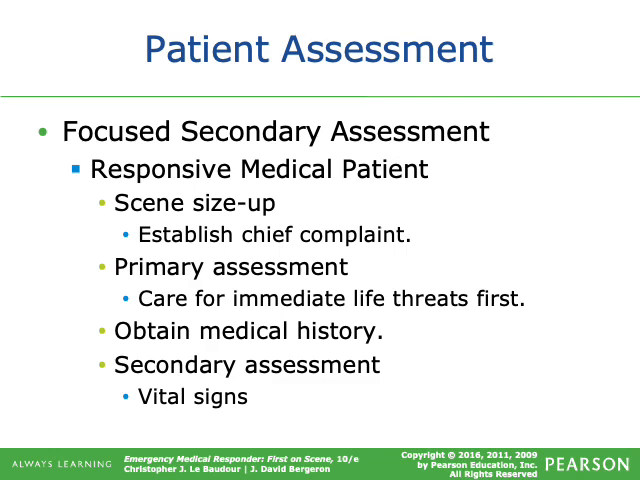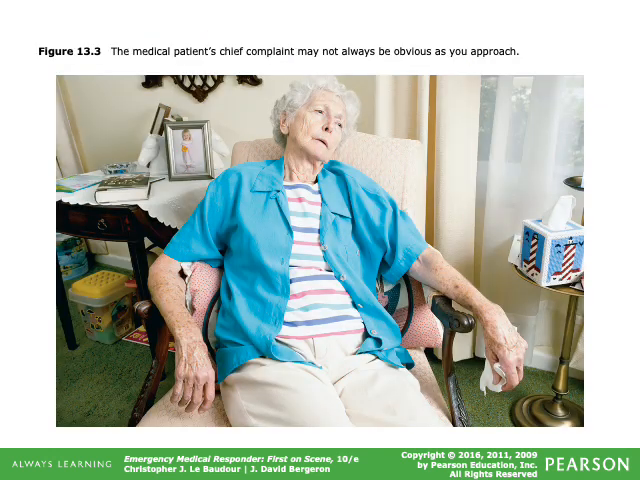For your responsive medical patient, this is going to be your flow chart. You're going to go with a scene size up. Then you're going to establish your chief complaint of the patient. You're going to complete your primary assessment, which means you're going to care for immediate life threats first. After that, you're going to obtain the medical history and move on into your secondary assessment. That's going to start off with vital signs.